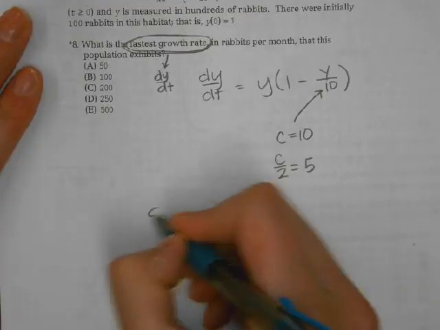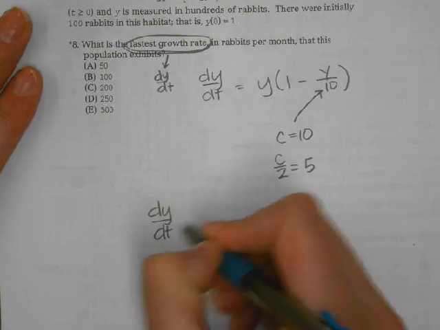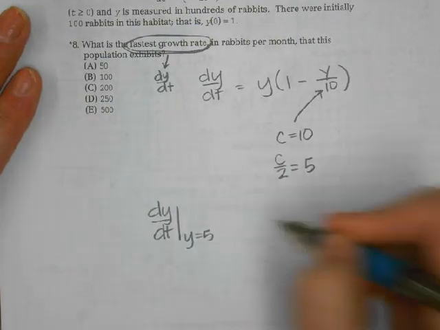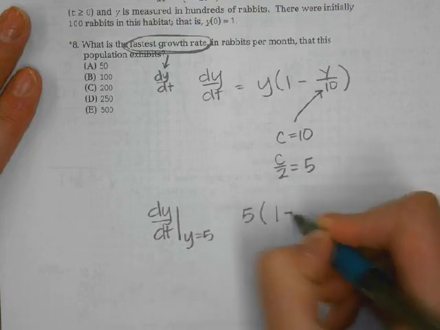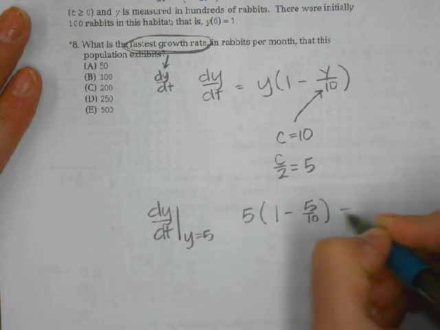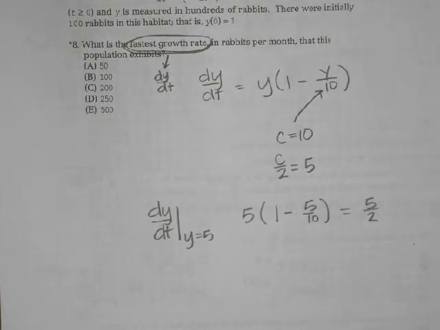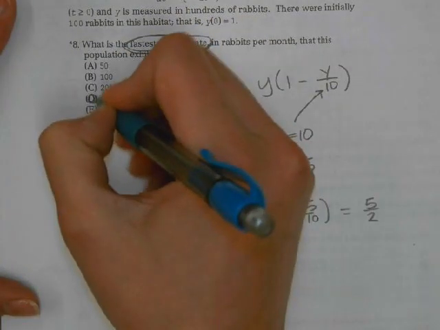So now we need to go back and say dy/dt evaluated when the population is at 5 would be 5 times (1 minus 5 over 10). Which is 5 times 1/2, so 5 halves, or 2.5. And then you need to take that and multiply that by 100, and you get 250. So you just have to be careful.